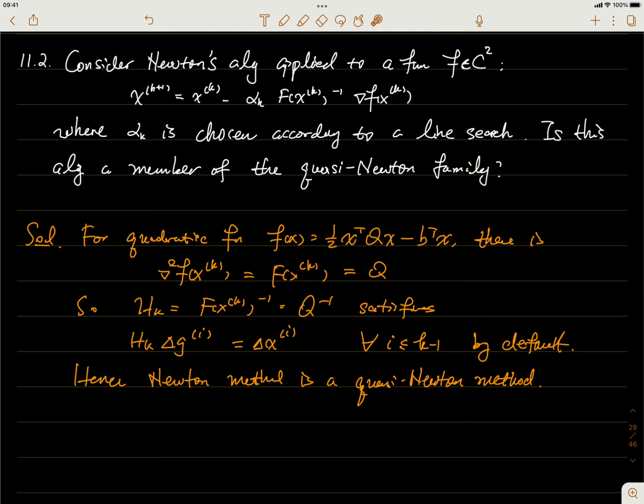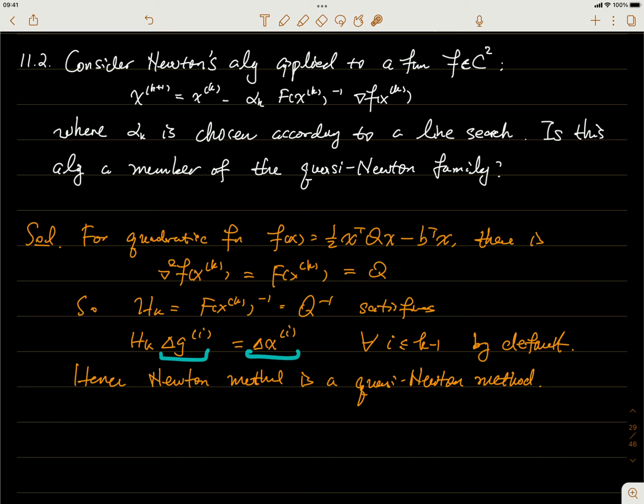For a quadratic function only, okay, not necessarily true for general functions, but for quadratic functions, those equations must hold for quasi-Newton's method. So for quadratic functions, we have this f equal to that. So the Hessian is simply just the Q matrix in there. So the Hk in this case will be just the Q inverse, always. So that means we're always using the Q inverse here, and that's why we multiply the Q inverse to this delta gi.